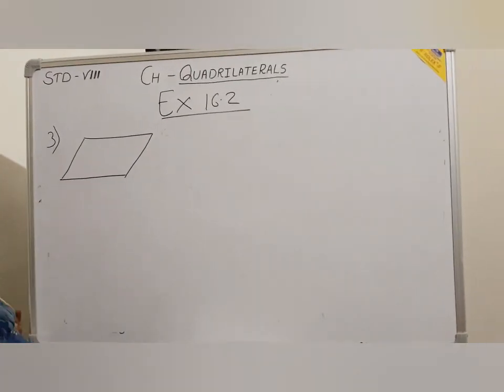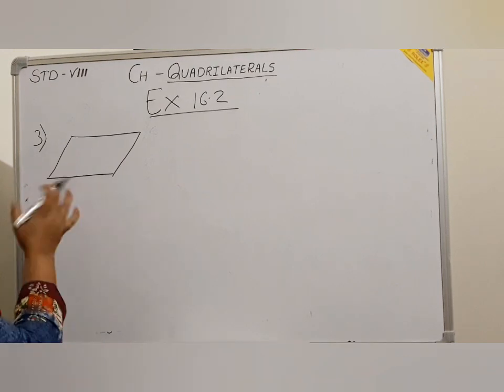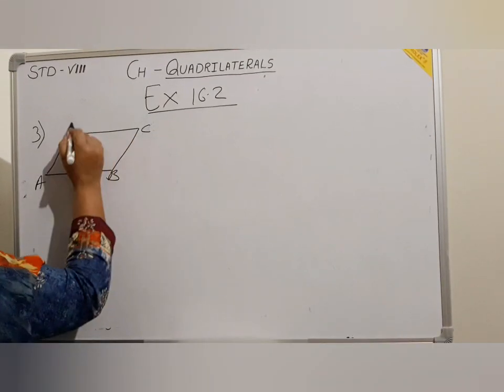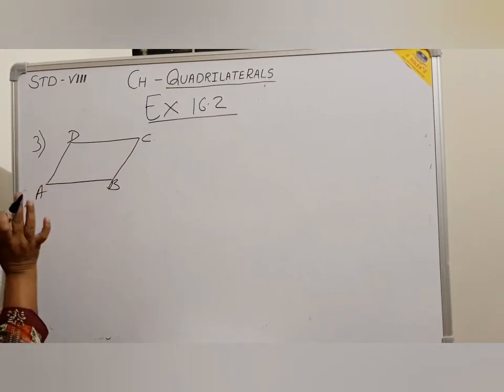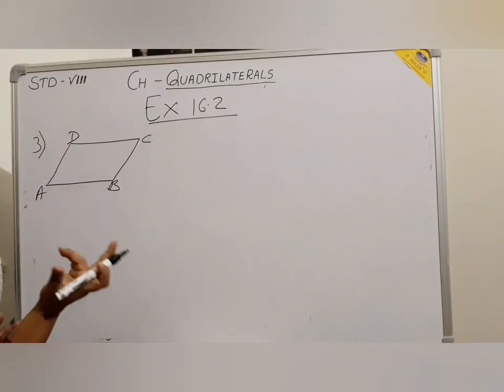Now the question is, one side is 25 centimeter more than the adjacent side. Which are the adjacent sides? AD and AB are adjacent sides. BC and CD are adjacent sides. CD and DA are adjacent sides.